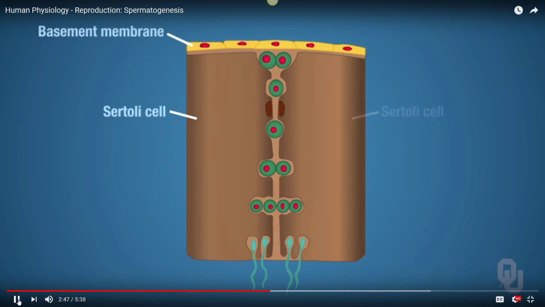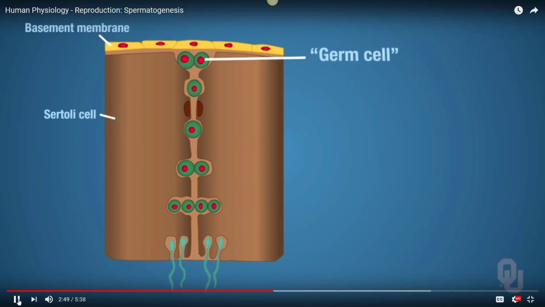So we're going to start with the germ cell. So the germ cells are the spermatogonia. Germ cells are diploid, 2N.